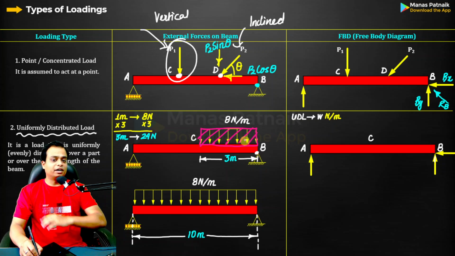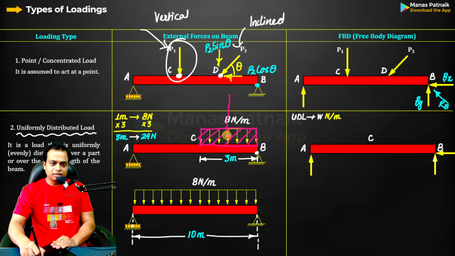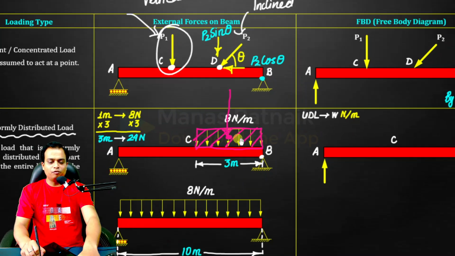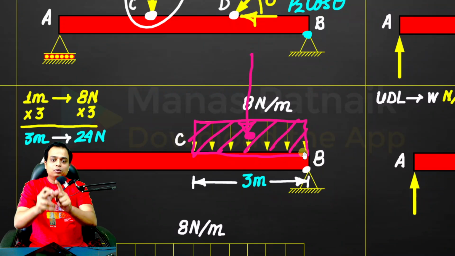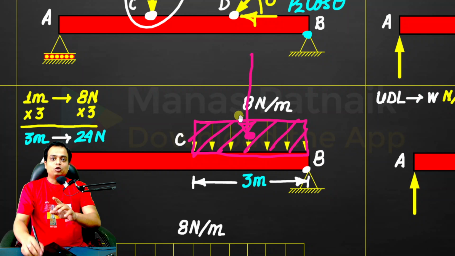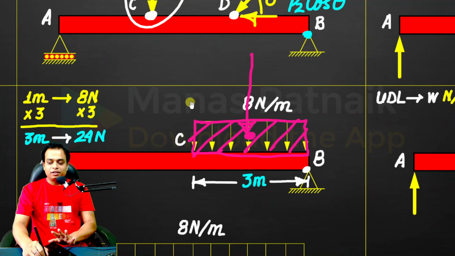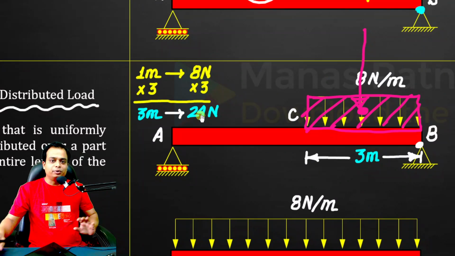Where is the center of the rectangle? Sir, center is somewhere here, sir. So where is that center? Center is here. So if I were to replace this entire UDL with a point load, that load will be acting at the center of this 3 meter span. The center of 3 meter span is 3 by 2. If this is L, it is going to be L by 2. So 3 by 2 is 1.5, either from C or from B. And we'll put a load of 24 newtons.